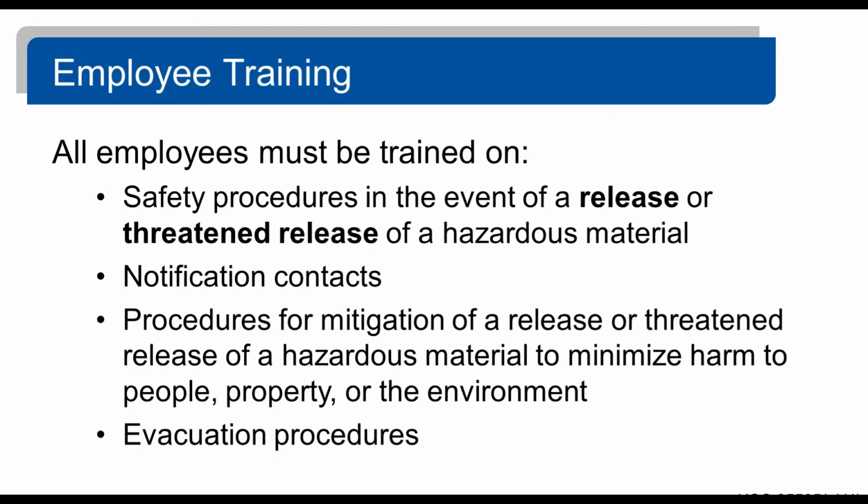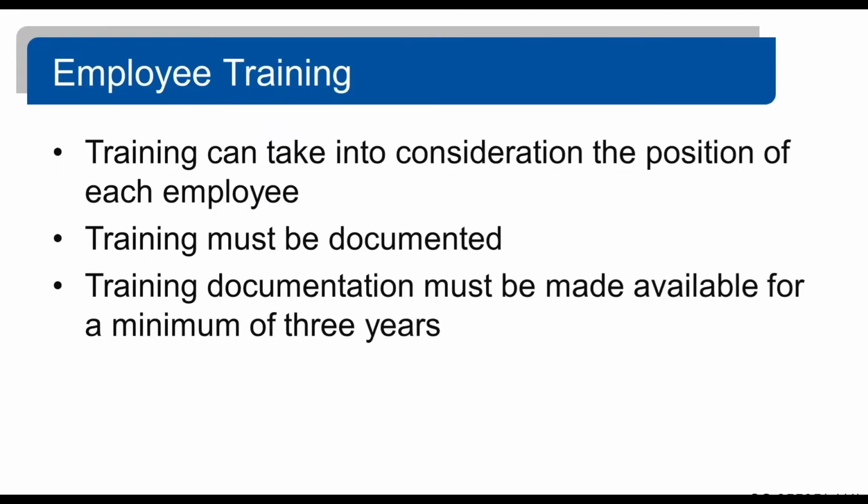Notification contacts: who are they notifying and when must those notifications be made, both internal and external notifications, and what your expectations of the employees are for those notifications. Procedures for mitigation of a release or threatened release of a hazardous material to minimize harm to people, property, or the environment. So this is another one of the elements the employees must be trained on, as well as the evacuation procedures, whether there are additional shutdown of operations or just evacuation and the assembly areas.